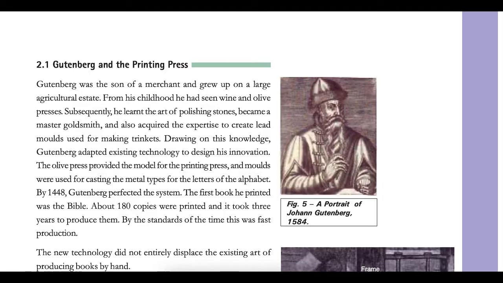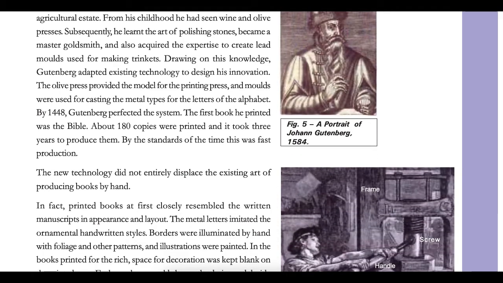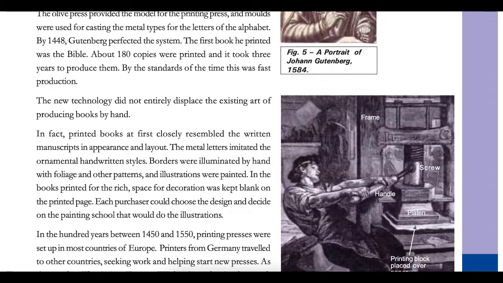Drawing on this knowledge, Gutenberg adapted existing technology to design his innovation. The olive press provided the model for the printing press, and molds were used for casting the metal types for the letters of the alphabet. By 1448, Gutenberg perfected the system. The first book he printed was the Bible. About 180 copies were printed, and it took 3 years to produce them. By the standards of the time, this was fast production.